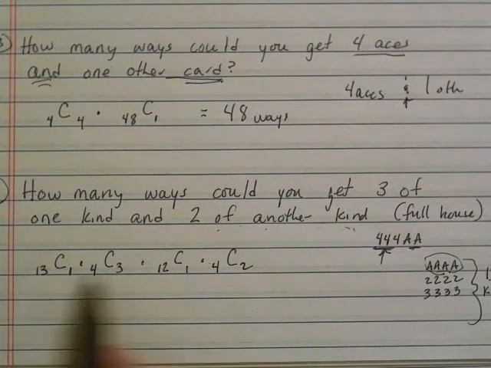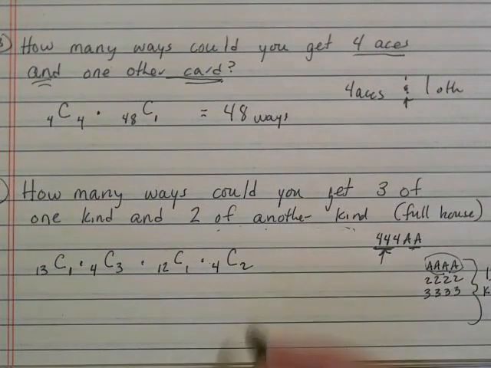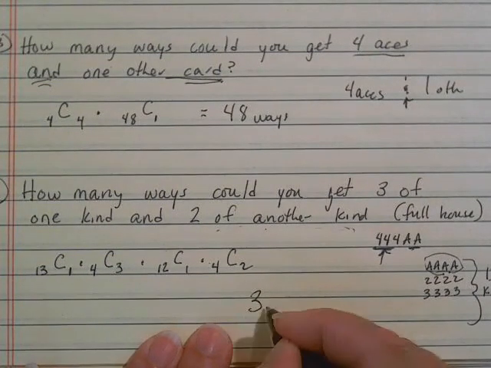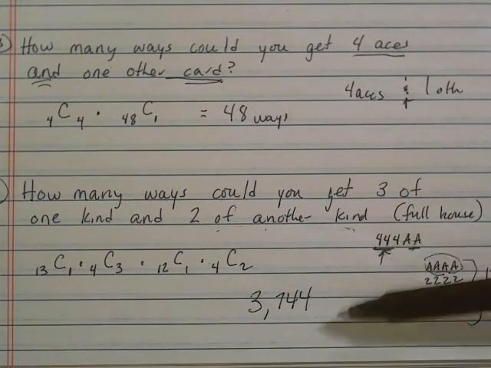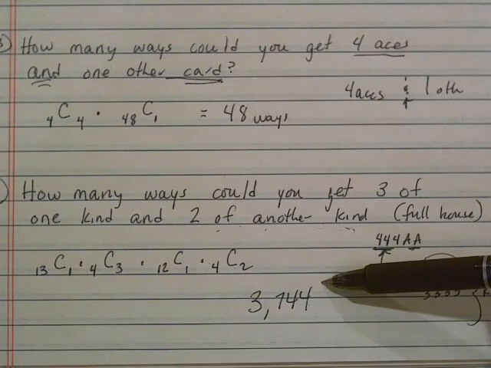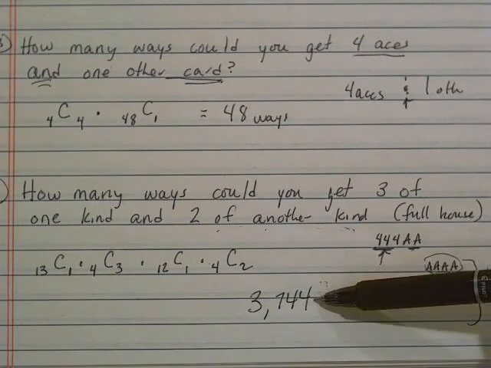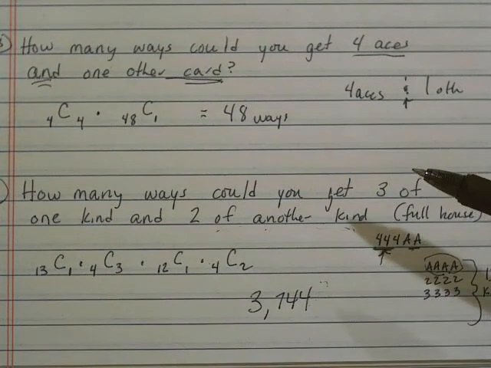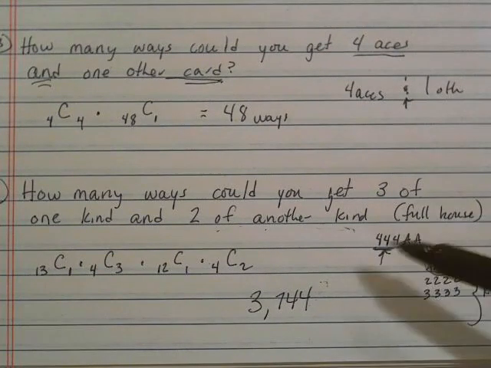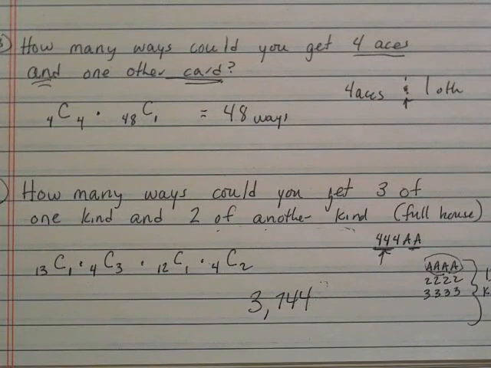So this is quite a string of things that you're going to type in your calculator. And when you do that, you're going to see that you get 3,744 ways. So again, there's only 3,744 ways to get a full house, but there are 2.5 million ways that you can get a 5-card hand. So the probability that you get a full house isn't very likely either.